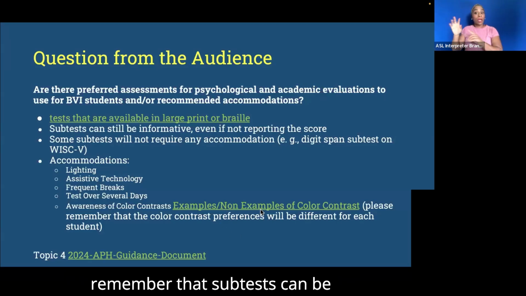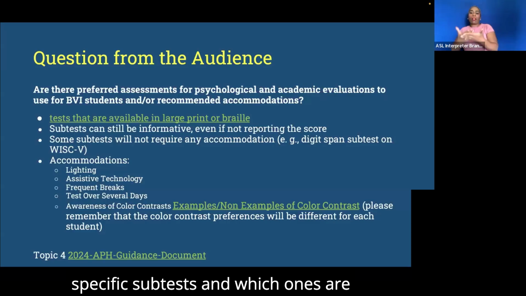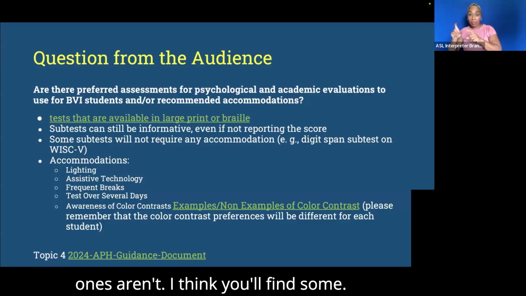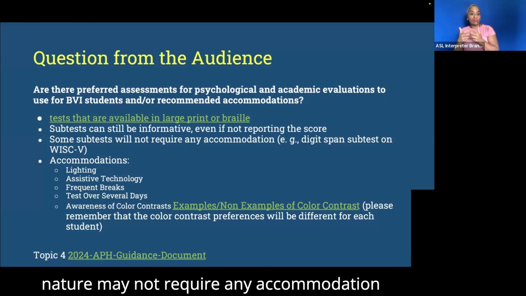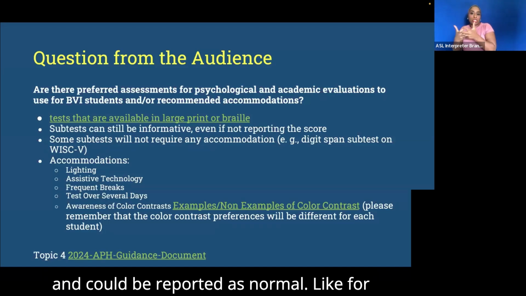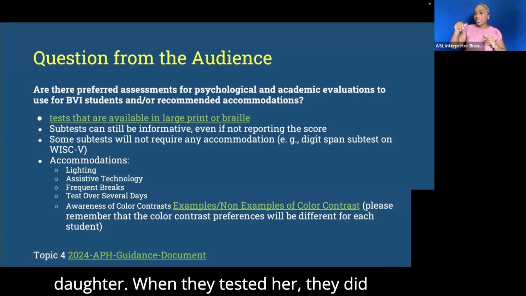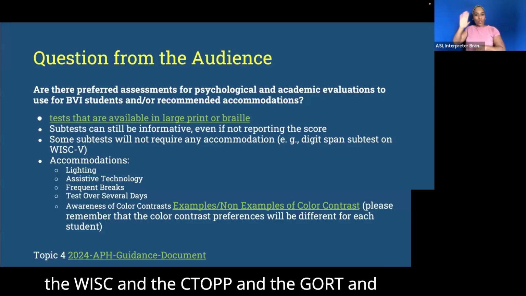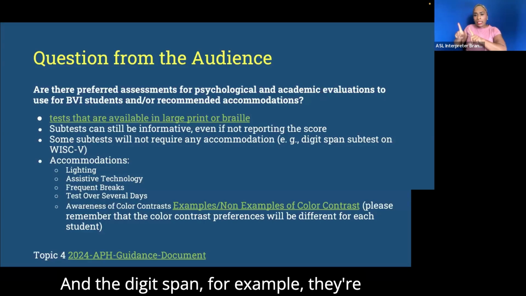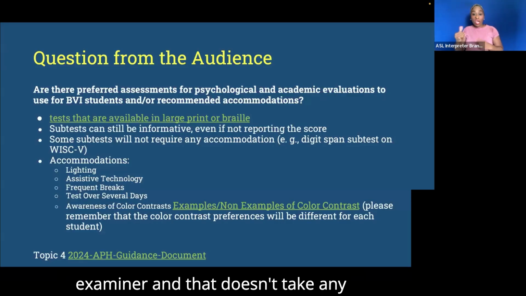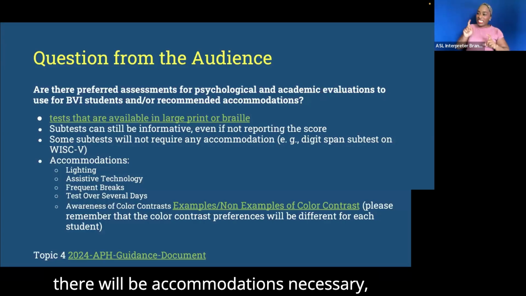Again, it's important to remember that subtests can be informative, even if you're not reporting the whole thing. So you could look at specific subtests and which ones are going to require accommodations and which ones aren't. I think you'll find some aren't going to require any accommodations. Those that are auditory in nature may not require any accommodation and could be reported as normal. For example, I've listed here the digit span subtest. That was one that was done on my daughter. When they tested her, they did the WISC and the CTOPP and the GORT and the Woodcock, did subtests of each of those. And the digit span, for example, you're just repeating back those digits to the examiner, and that doesn't take any accommodation.